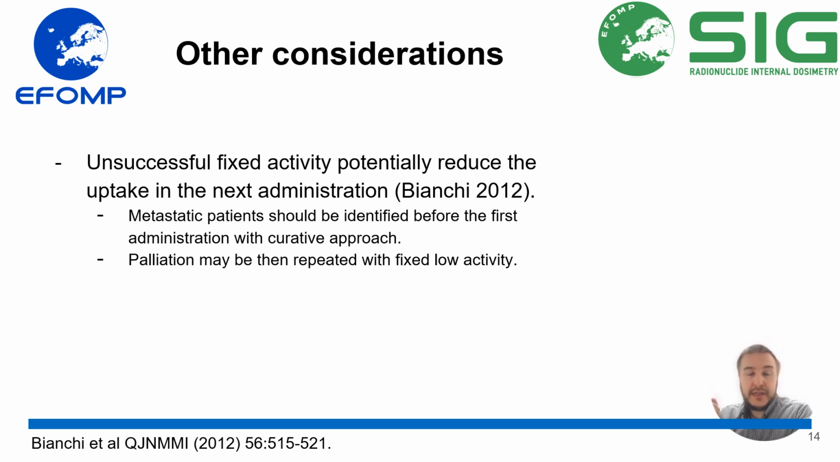Something else to consider for the lesional approach is that there is some evidence in the literature that if you give an unsuccessful fixed activity the first time around, you potentially reduce the uptake in the next administrations. This is data published by Bianchi et al., where they looked at lesional doses across multiple cycles. You've got 15 lesions here on the graph, the absorbed dose on the y-axis, and in blue cycle 1, in purple cycle 2, and in pink cycle 3.